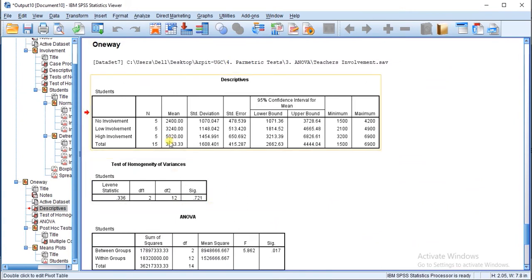This is our descriptive statistics. In this table we can interpret that when there is no involvement, the mean number of students in 5 colleges is 2500. When there is low involvement, students increased, and here for high involvement it is 5020. So the means are different, but we cannot say whether one mean is different from another. So we will check homogeneity. Homogeneity again is greater than 0.05.